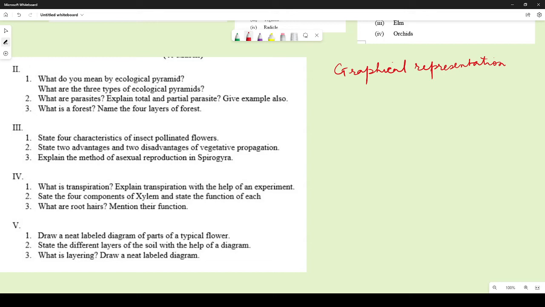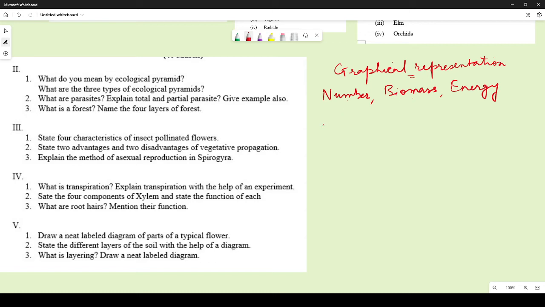And of course, they are a part of an ecosystem. So they belong to one ecosystem only. The definition is already given in your textbook. What are the three types of ecological pyramids? You already know that. They are pyramid of number, pyramid of biomass, and pyramid of energy, right? So this is the graphical representation of the number of organisms, the biomass of the organisms, and the productivity at each trophic level in any ecosystem. So the answer is given in the definition itself.